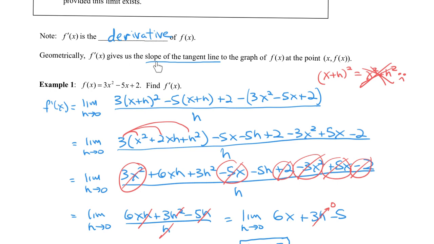This derivative gives us the slope of the tangent line to the curve. So you can think of geometrically, when you think of derivative, think of slope of the tangent. Derivative, slope of the tangent. So let's say you're driving in your car today and you hear somebody on the radio say derivative. What should you think? Slope of the tangent.